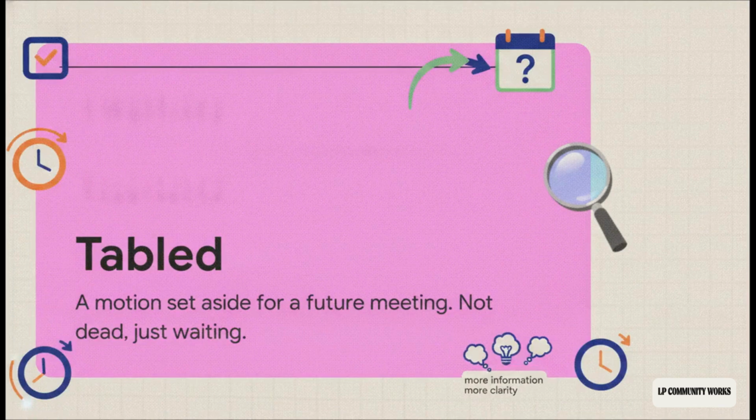But hey, sometimes the board just isn't ready to vote at all. That's when an item gets tabled. A tabled motion is simply set aside for a future meeting. So if you hear this, don't panic. A tabled item isn't dead forever, it's merely waiting for the future, pushed to the procedural back burner until everyone has more information, more time, or more clarity.